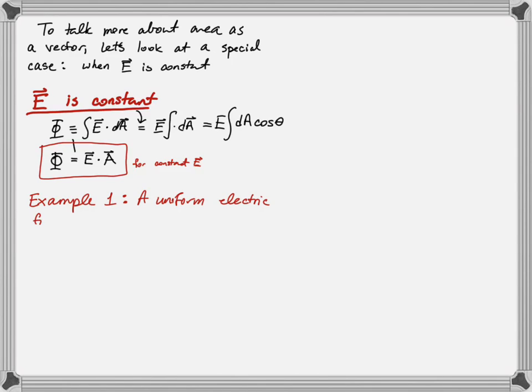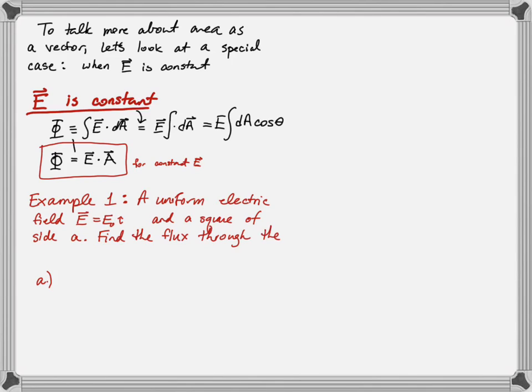Example 1. A uniform electric field, E, and I write E0 i hat to indicate that it stays the same as it started, so that E0 usually means the initial. So E0 i hat and a square of side A. Find the flux through the square when it is, so basically I'm going to put the square in different orientations for that same electric field.